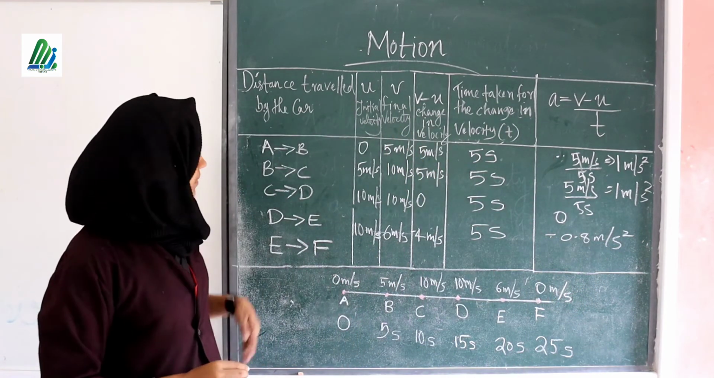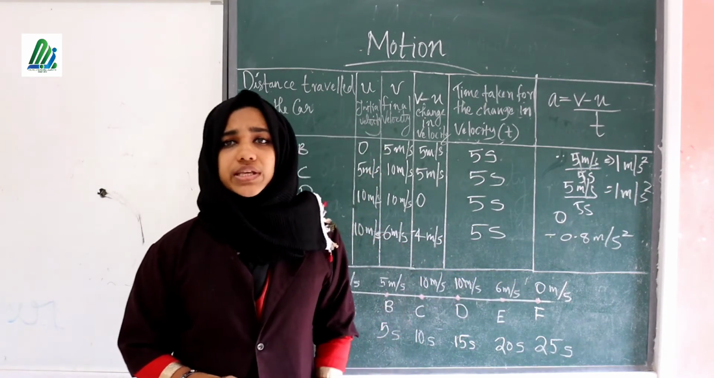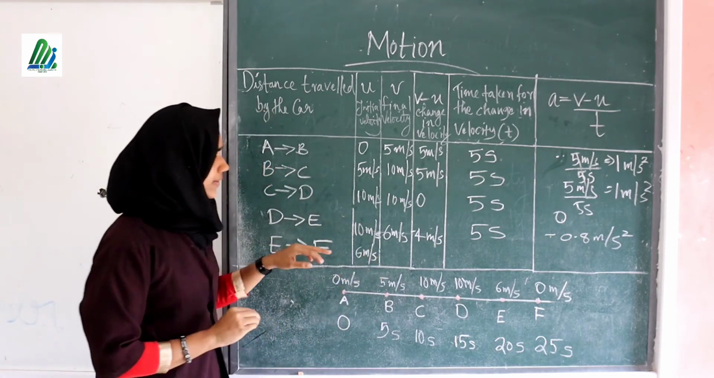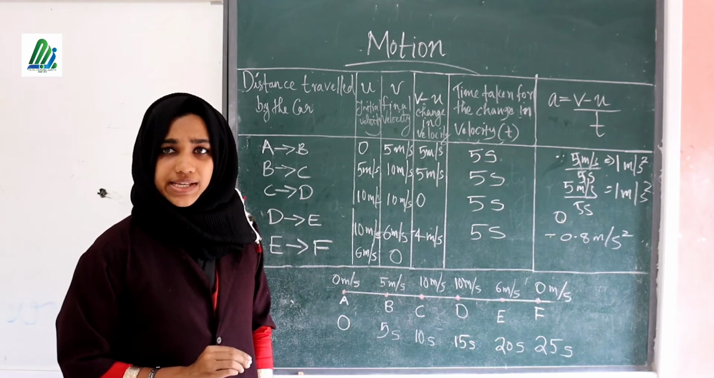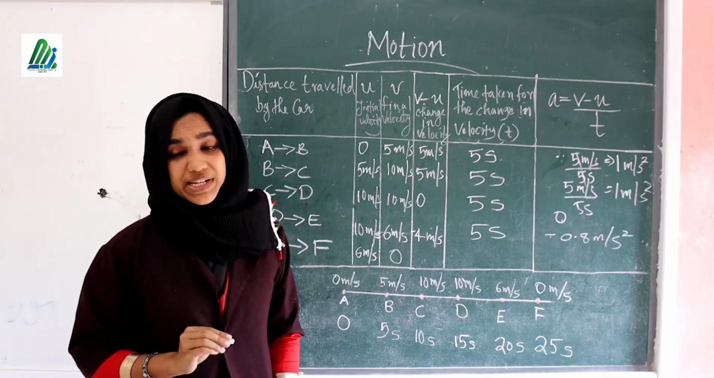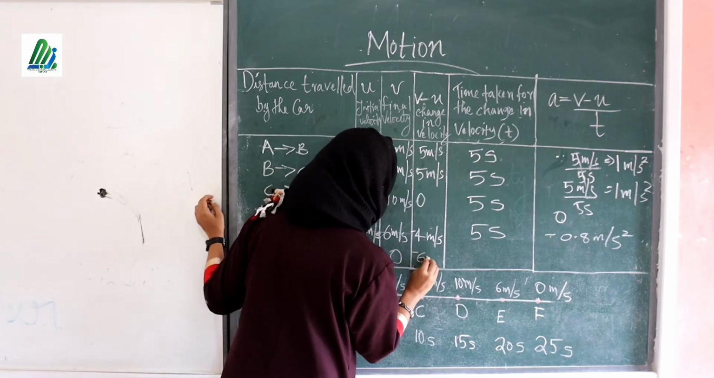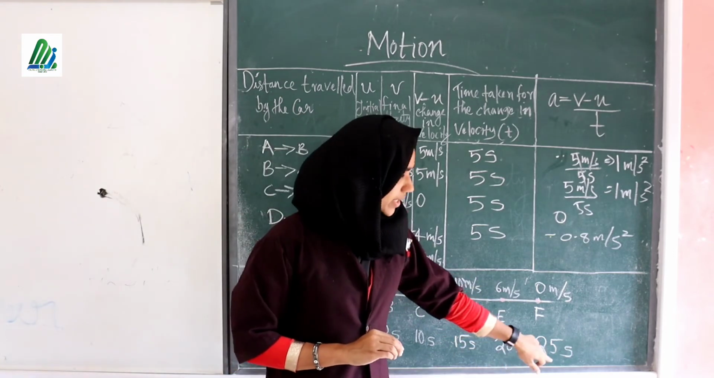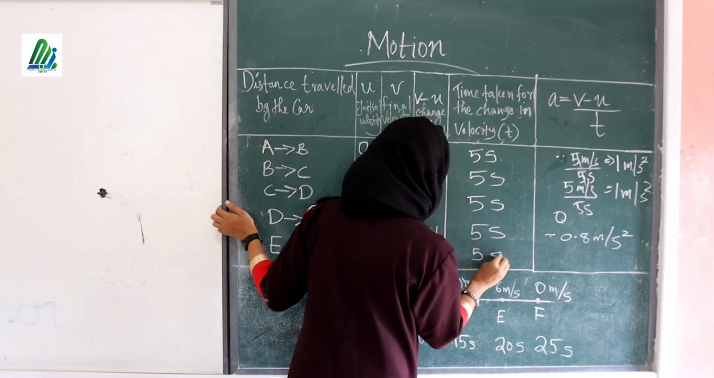Is it clear? Then from E to F, E is 6 meter per second and F is 0. So v minus u is how much? That is 0 minus 6, which is minus 6 meter per second. Is it clear? Then the time taken is also 5 seconds. That is 25 minus 20, that is 5 seconds.